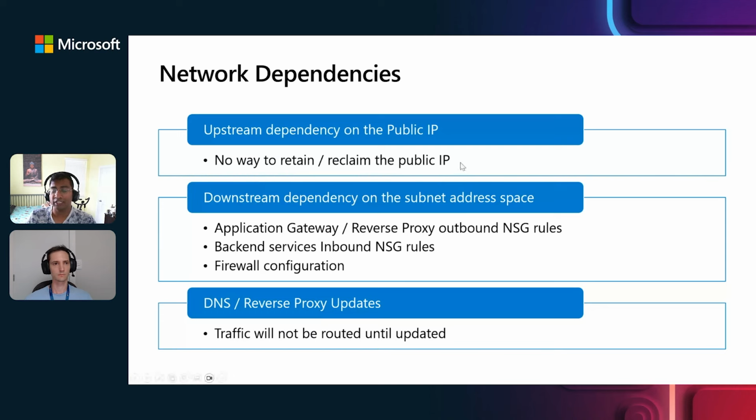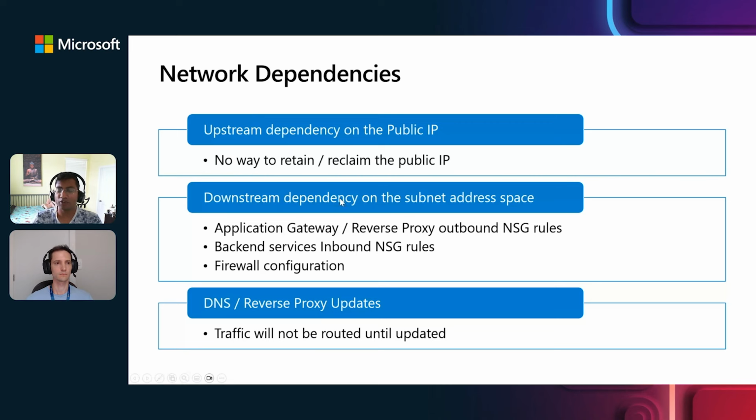At this point of time, it is important for you to realize this upfront. This is something you know beforehand: that your public IP changes. So you need to make sure that you reach out to the upstream parties and have them update their dependencies beforehand. That way there is continuous access to the backend once the DNS entries are flipped. But unfortunately, there is no real way to retain or reclaim the existing public IP address. So you definitely have to look for a newer public IP address and request your upstreams to update their dependencies for a continuous flow of traffic.